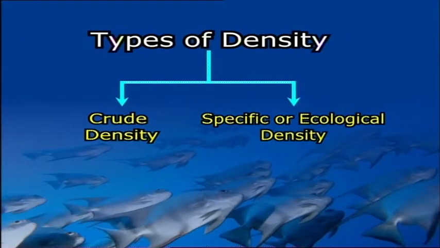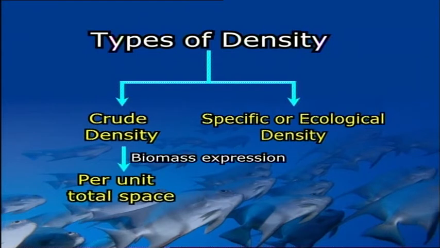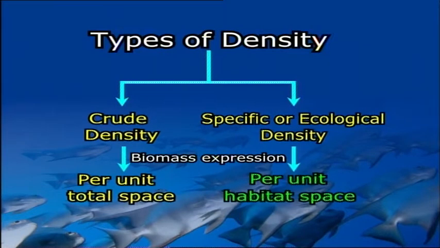Density of the population can be divided into two main categories. Crude density. It is the density in which number or biomass of the individuals of the population is expressed per unit total space. Specific or ecological density. It is the density in which number or biomass of the individuals is expressed per unit of habitat space, that is available area or the volume that can actually be colonized by the population.